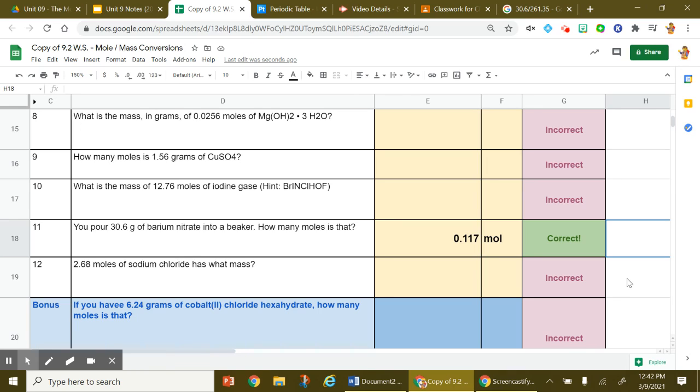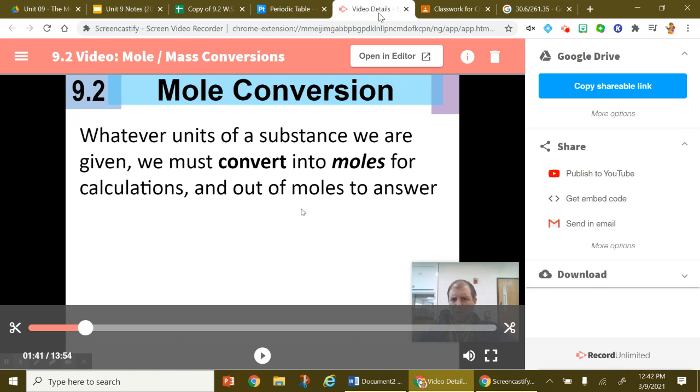You're just going through and you're doing this, okay? You are converting grams into moles by dividing by the substance's molar mass, or you are going from moles into grams by multiplying by that substance's molar mass. I hope this helped. If it did not, well, good luck, guys.